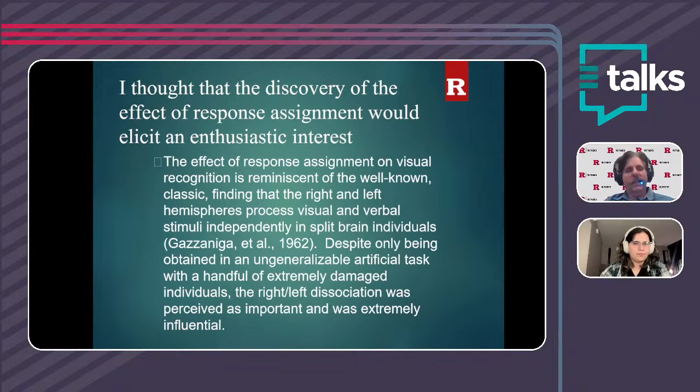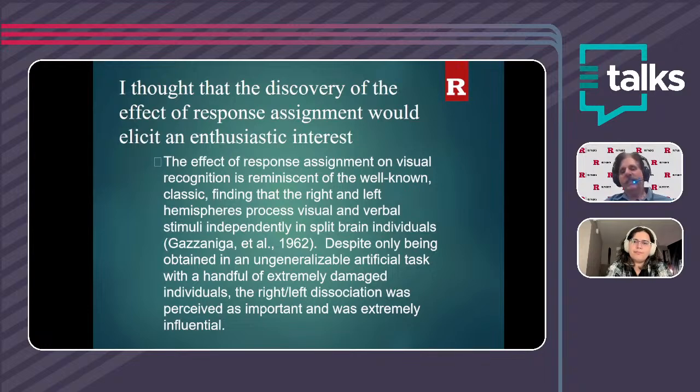The effective response assignment on visual recognition is reminiscent of the well-known classic finding that the right and left hemispheres process visual and verbal stimuli independently in split brain individuals. Now, this is actually a very artificial effect, which you're only able to do with a handful of humans in the world for a brief period of time, before they developed better drugs, and they no longer had the problem that required you to cut their corpus callosum in half.